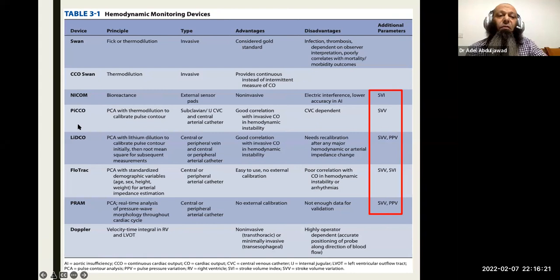Each of these parameters, or dynamic parameters, has its own advantages and its own disadvantages, and there are certain parameters here added to the assessment. Some of them are invasive, and some of them need a central line or special arterial catheters. Like the Swan-Ganz, you have to have the Swan catheter, as for people who are working in the cardiac surgery ICU.